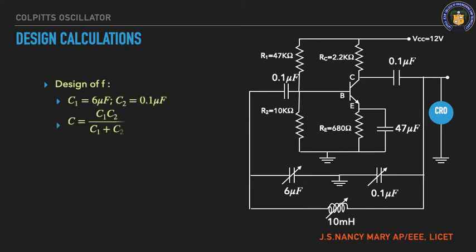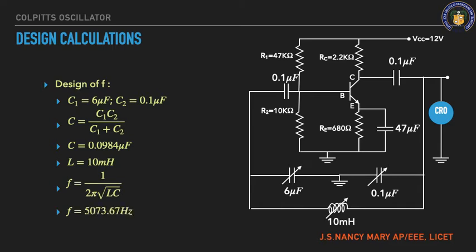So I'll be getting the frequency as 1 by 2 pi root LC, where L and C will be the equivalent inductance and capacitance. Here we are having two capacitors, so the equivalent capacitance will be C1 C2 by C1 plus C2 as they are connected in series. So F is equal to 1 by 2 pi root LC, so you will be having 5073.67 Hertz. Now we will see the apparatus required.